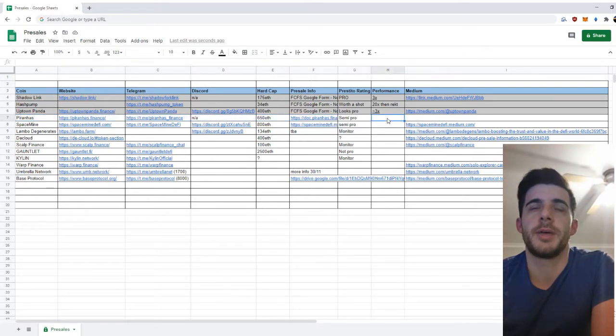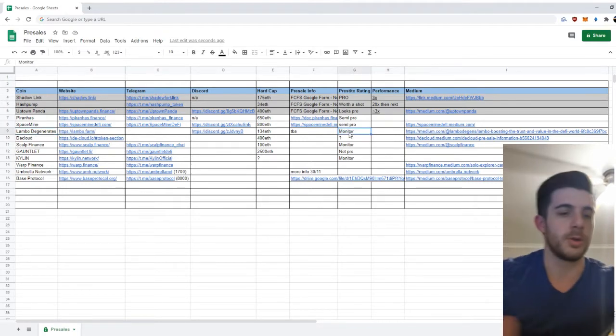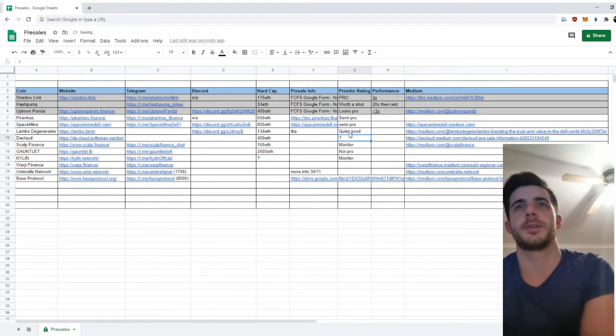I've got Ethereum in there. That I'm waiting. Space Mine, waiting for more info. Lambo DJ is also waiting for more info, but it's looking quite good. So we'll see how that goes.